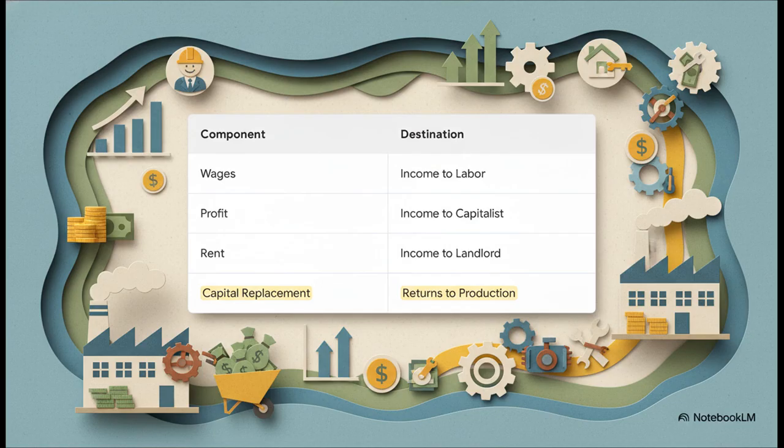Smith's framework shows that the price of any product is really made up of 4 parts. 3 of those parts become somebody's income. You've got wages for the worker, rent for the landlord, and profit for the capitalist, the owner. But that 4th part, capital replacement, well, that doesn't become anyone's income. It has to go back into production. It's simply the cost of keeping the machine running.